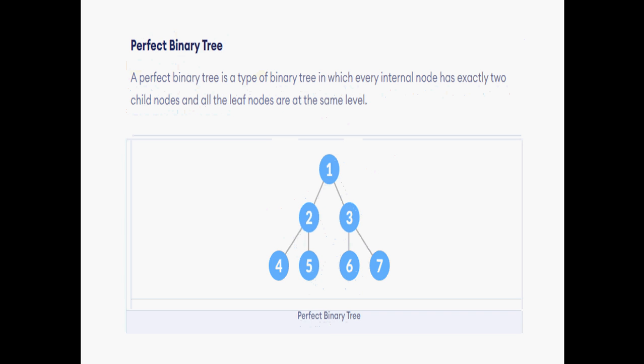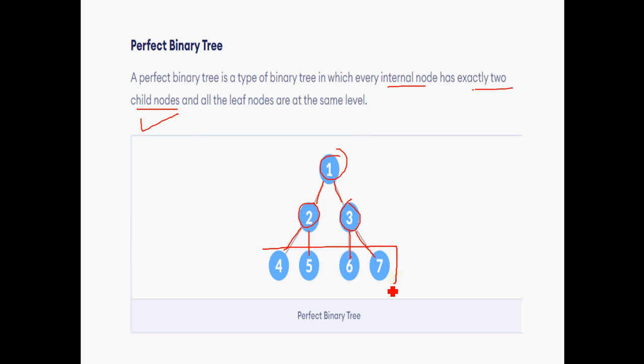A perfect binary tree is a type of binary tree in which every internal node has exactly 2 child nodes, and all leaf nodes are at the same level. The internal nodes 2, 3, 1, all these nodes have exactly 2 child nodes. So 1 has 2 child nodes, 2 has 2 child nodes, and 3 also has 2 child nodes. The first condition is okay.